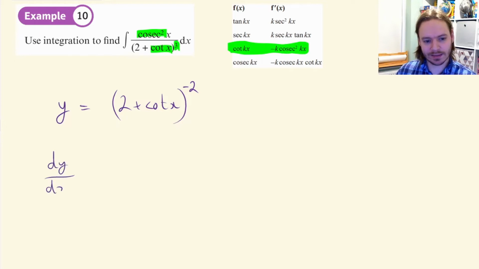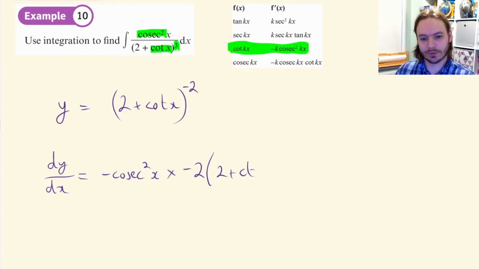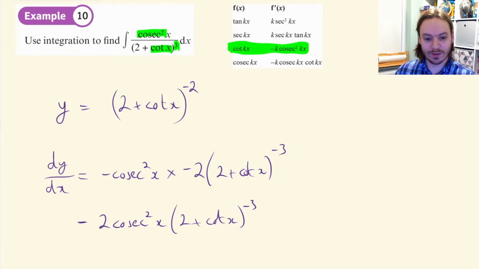So dy by dx is going to look like the derivative of the inside, which we know is negative cosec squared, straight from the formula book, multiplied by negative 2 lots of 2 plus cot x to the negative 3. So this is looking fairly close. It's quite encouraging. The two negative signs cancel each other out. So I end up with 2 cosec squared x times 2 plus cot x to the negative 3, which is almost identical to our integral. It's just that it's got this 2 in here instead.